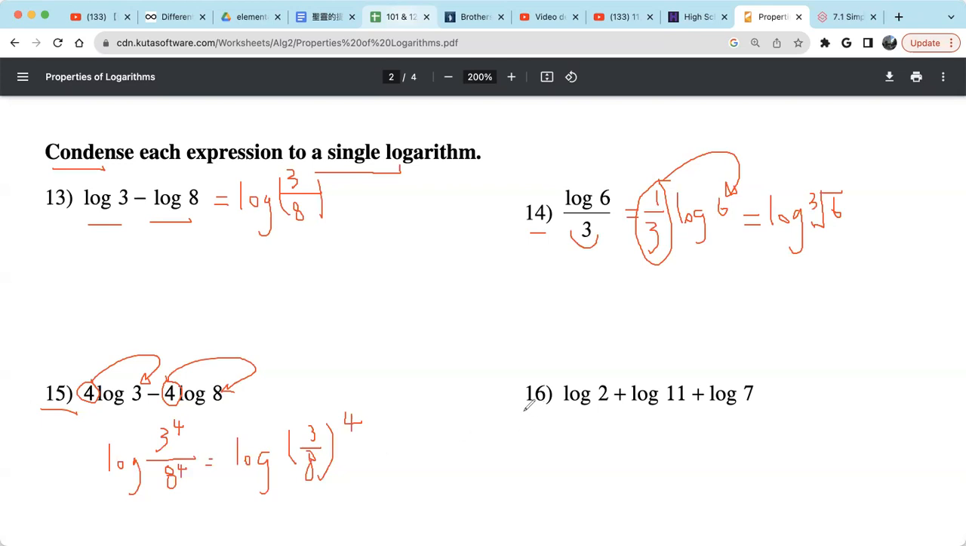Let's see 16. Positive, right? Addition of 3 logs. That means 1 log of the product: 2 times 11 times 7.